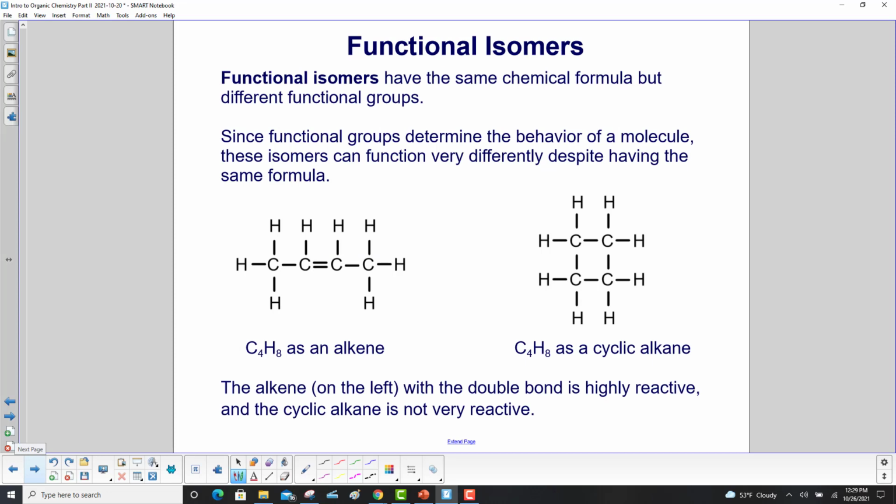Functional isomers have the same chemical formula, but different functional groups. Since functional groups determine the behavior of a molecule, these isomers can function very differently despite having the same formula. So here is C4H8 as an alkene, and here it is as a cyclic alkane. The alkene on the left, with the double bond right over here, is highly reactive, and the cyclic alkane is not very reactive.